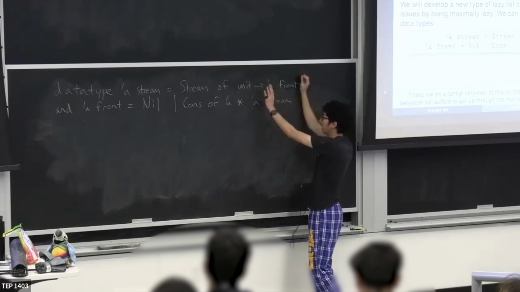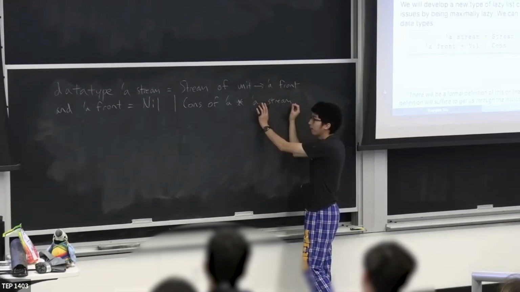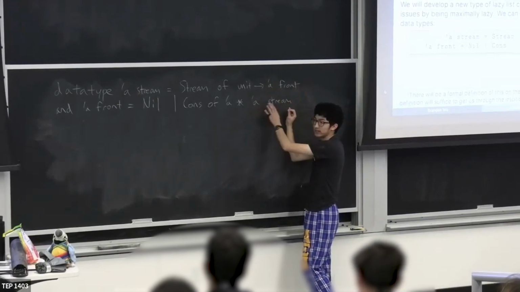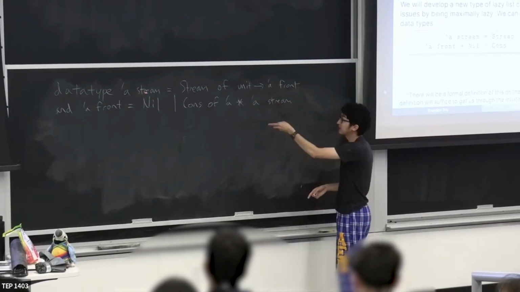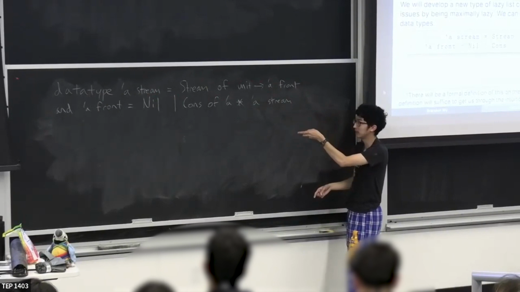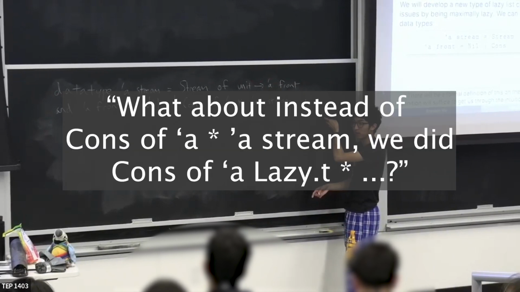If I had taken away the stream and I had alpha lazy.t here, alpha front lazy.t, that would be equivalent to a lazy list. It wouldn't be equivalent to streams. I need this guy here to make sure that I'm maximally lazy and I don't expose the first element.